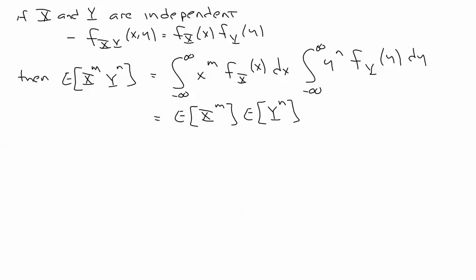All right. Product of the means of each random variable in isolation raised to either the m or nth power. Let's look at correlation.